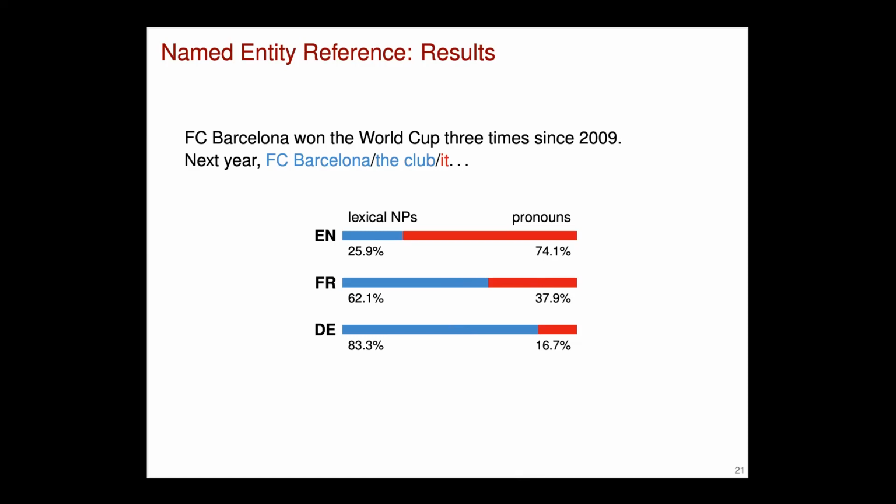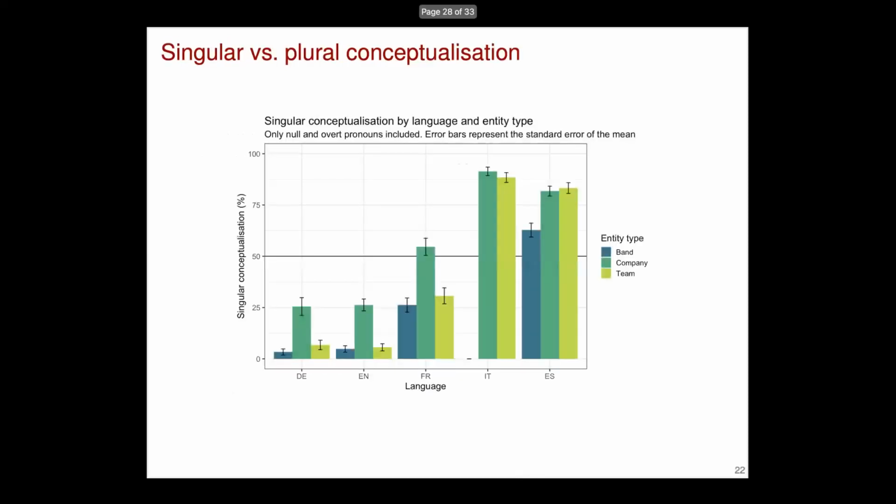And that means that if we have a translation system that wants to conform to the target language norms, then it should obviously follow the conventions of the target language.